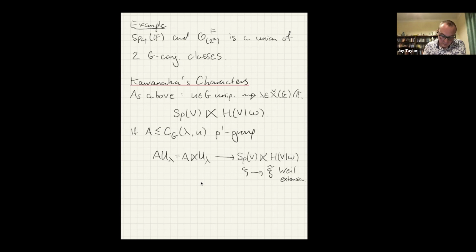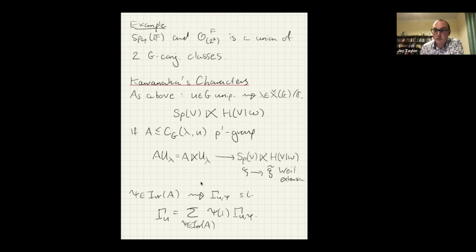So for any irreducible character of A, you can get a character gamma u,i such that gamma u just decomposes as a direct sum of these gamma u,i's, and it decomposes as the regular representation of A does. And these are what we call Kawanaka characters. Okay, so these are going to be summands of these generalized Gelfand-Graev characters, which are obtained using this Weil extension.